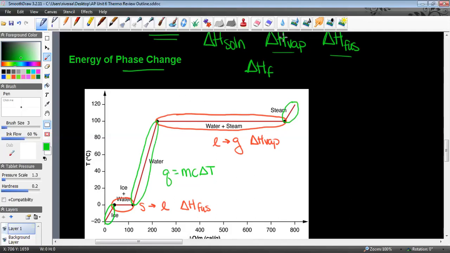So if you're trying to figure out heats of vaporization and heats of fusion, you're going to be looking at the amount of heat needed to change state, as opposed to the amount of heat needed to warm something up.